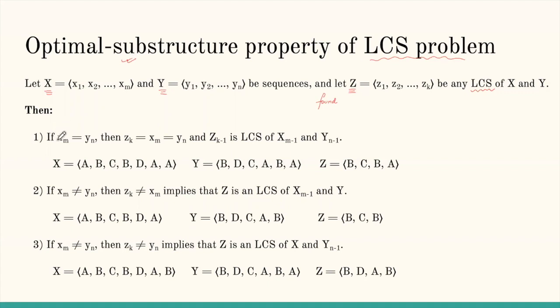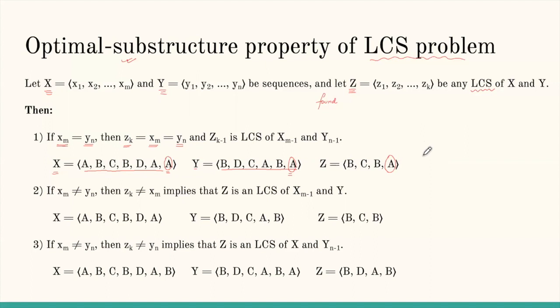Say we come up with a situation where Xm equals Yn. For example, if X is a sequence like this and Y is a sequence like this, then the scenario that we are imagining is when we have Xm equals Yn. That is, the last character in X matches the last character in Y. Then, obviously, Gk should also be equal to Xm and Yn. So the last character of our LCS should also match Xm and Yn. Why so? Because if they don't, then this wouldn't be an LCS, right?